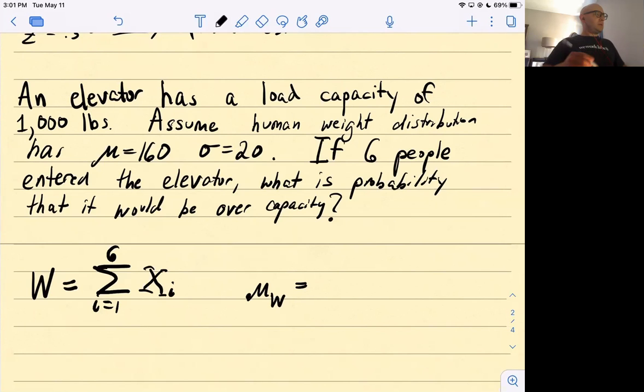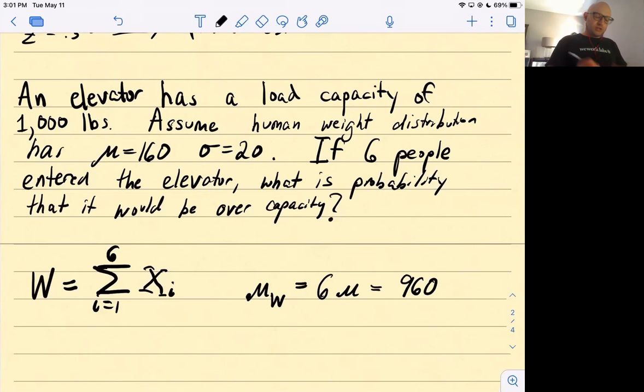Very good. So that's pretty intuitive. You do 6 times mu, which was the original 160, and 6 times 160 is going to be 960 pounds. So, okay, that's pretty close to 1,000 pounds. So now we're saying, hey, there's 6 people here. The elevator only holds 1,000 pounds. 960 seems pretty close.